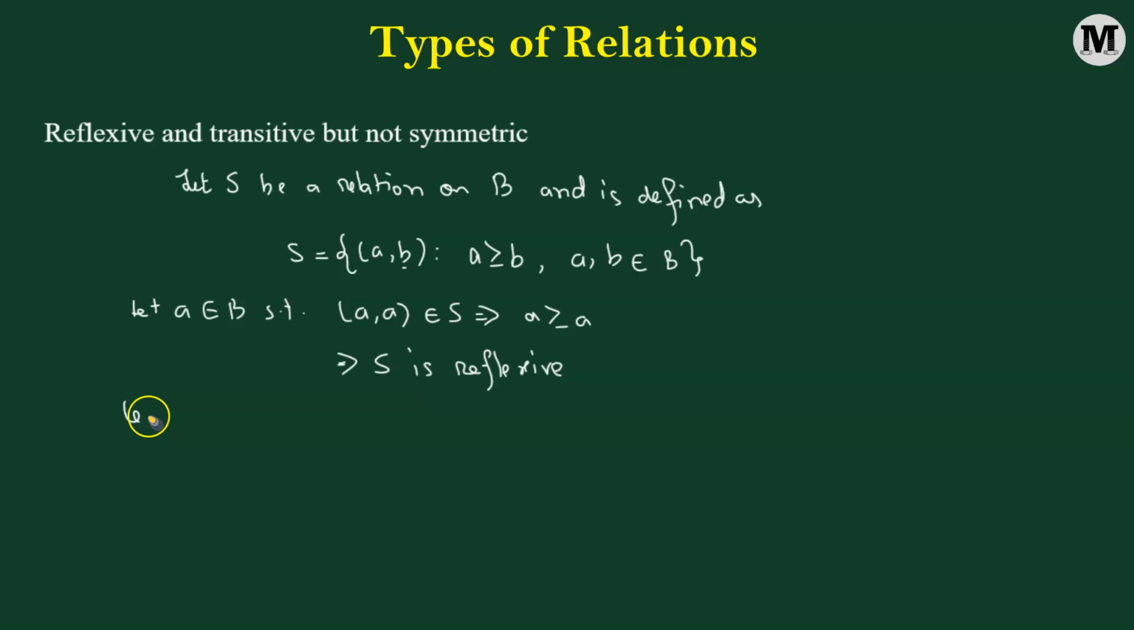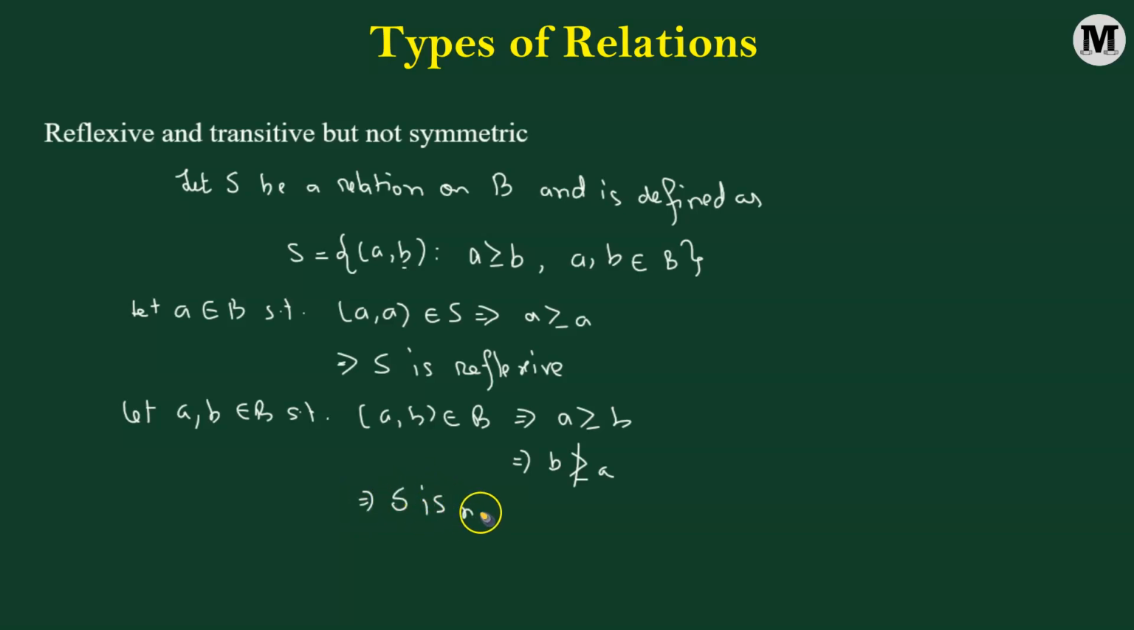Then we are going to consider two elements A, B picked from the set B such that (A, B) belongs to S. This implies that A is greater than or equal to B. That's the definition. But by no means can we say that B is greater than or equal to A. This is not a true statement. So the relation S is not symmetric. We have shown that S is reflexive, but it is not symmetric.